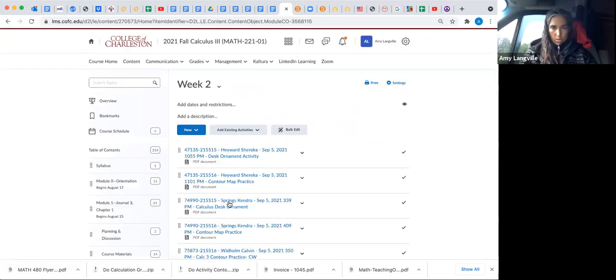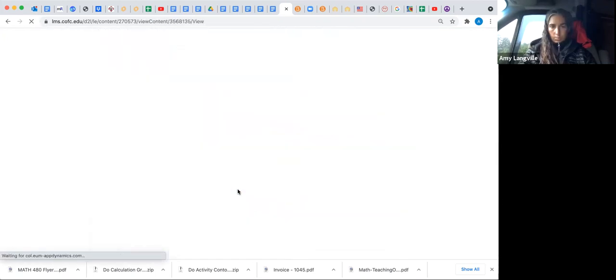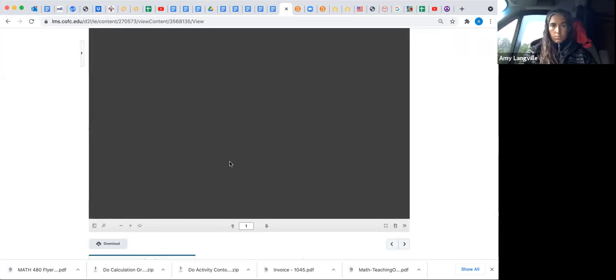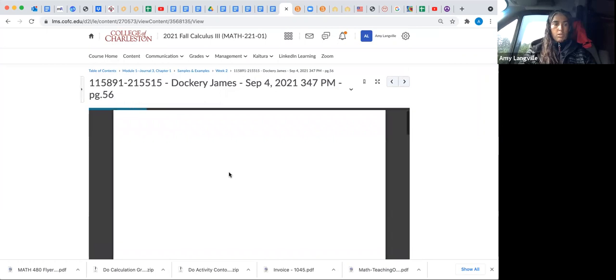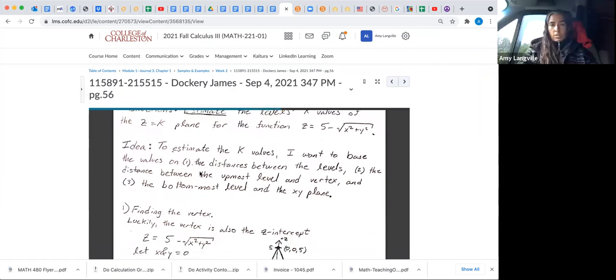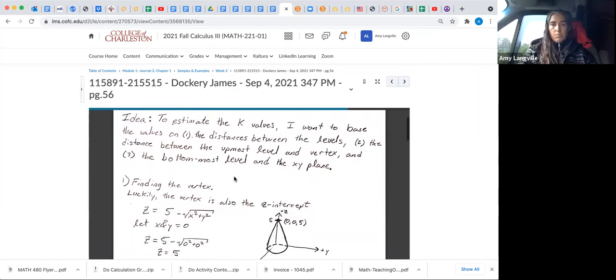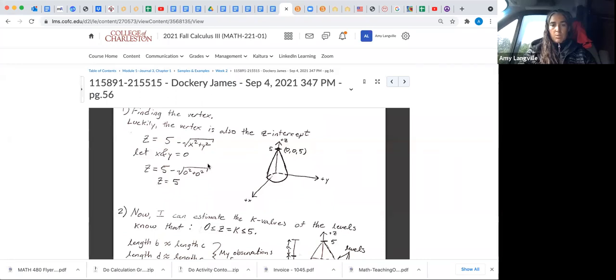I want to show the detail of James. I think this is his desk ornament. Okay, it's taking a moment to load, but it was a rather large file because James walks us through his thought process throughout. Here's the idea: he wants to estimate these k values. He shows a picture of what he knows this function must look like. He knows that the vertex has to be up here at 5. That was pretty easy, pointing down.